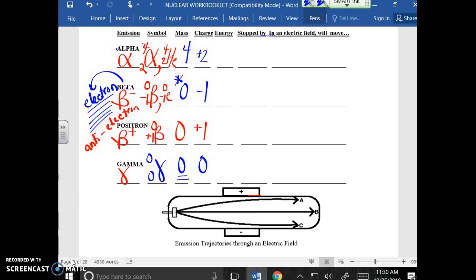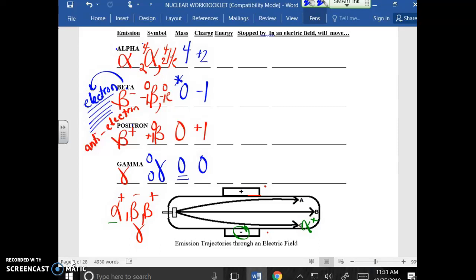So if I were to accelerate an alpha particle, a beta particle, a positron, and a gamma ray, and send them between an electrical field, one side positive, one side negative, we should expect to see the following. That positively charged alpha should follow the C path. Why? Because they're attracted to the negatively charged side and repelled by the positively charged side.